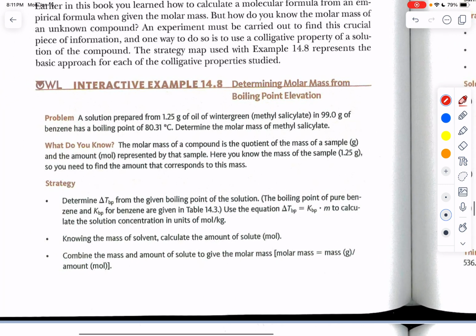This next problem, we have a solution with 1.25 grams of oil of wintergreen. Again, this is a non-polar liquid. We'll worry about polar solutes later. And we're going to be dissolving it in a non-polar liquid, benzene. There's my solvent. Make sure you keep straight which is the solute, which in this case is the oil of wintergreen, and which is the solvent, the benzene. And I guess if it's an oil of wintergreen, it would be a liquid solute.